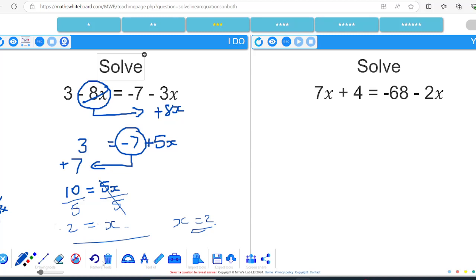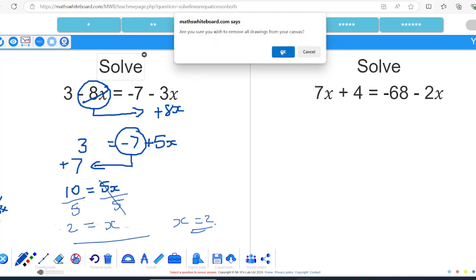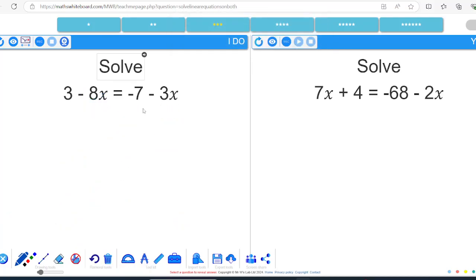Okay, so I'm just going to do exactly the same question, and this time getting rid of the minus 3 instead. So let's say we didn't want to get rid of the minus 8 and we wanted to get rid of the minus 3 first. So we're going to get rid of the minus 3, move it over the other side, and I'm going to add 3 lots of x on.